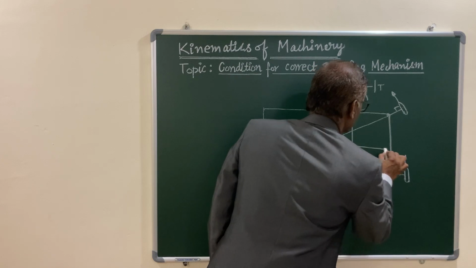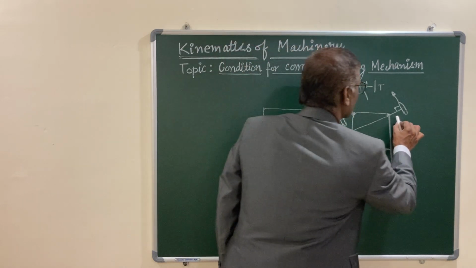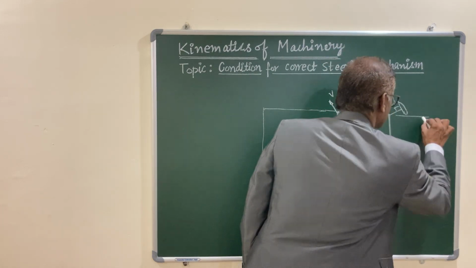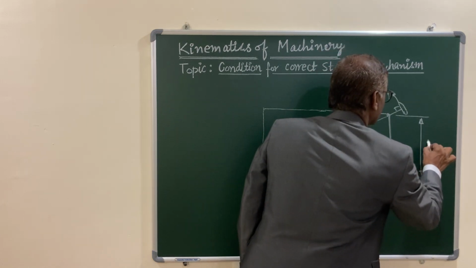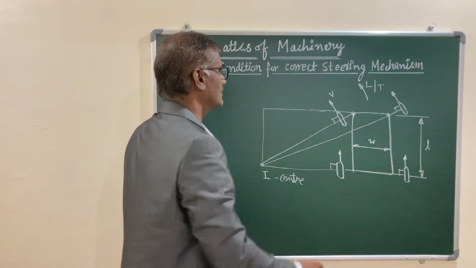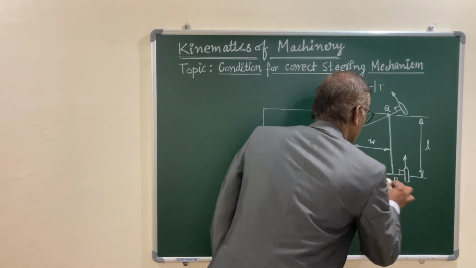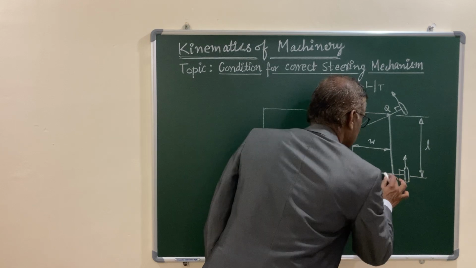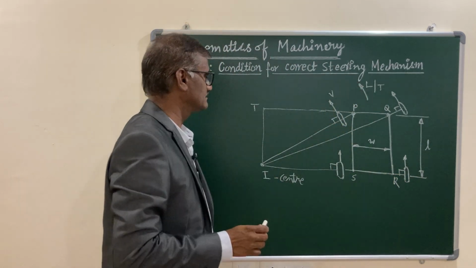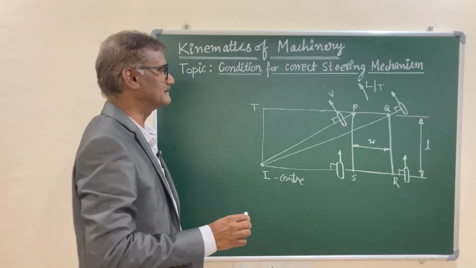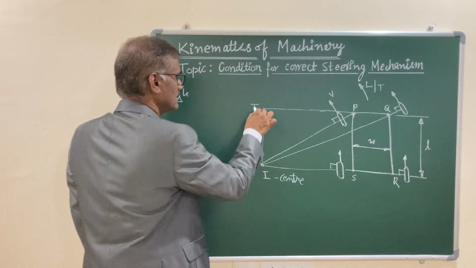Now let us extend this, and let us have this extension. The distance between the two pivots, I am denoting by small w, and the wheel base, the distance between the front axle and rear axle, I am denoting by L. Right. Now let us consider these four points P, Q, R and S, and I am considering this point is T. Now you can write down a simple expression from a right angle triangle. Let us consider TIQ.